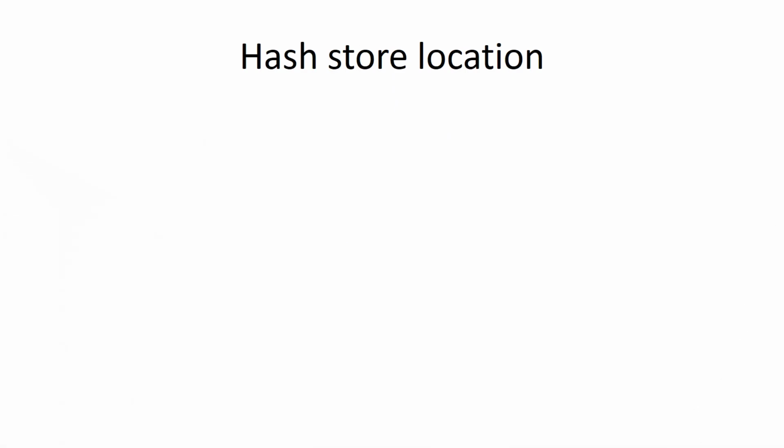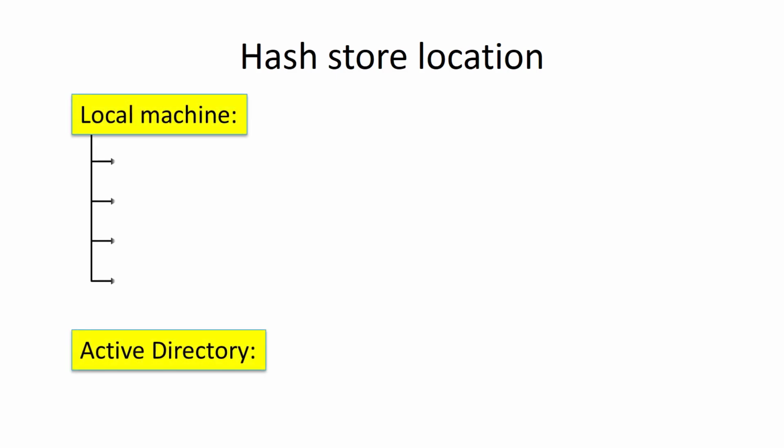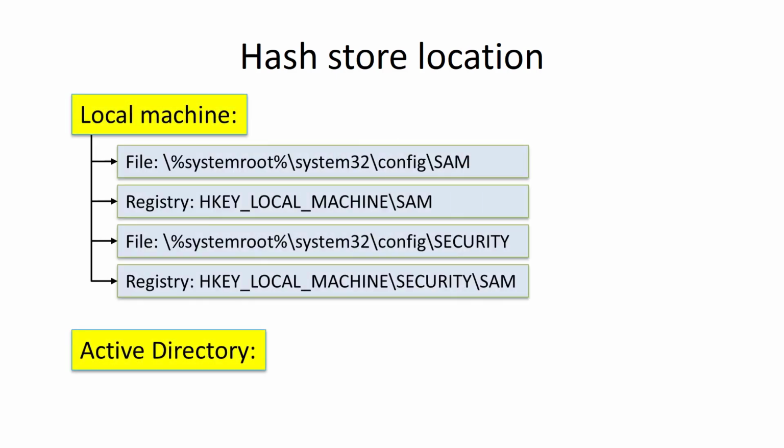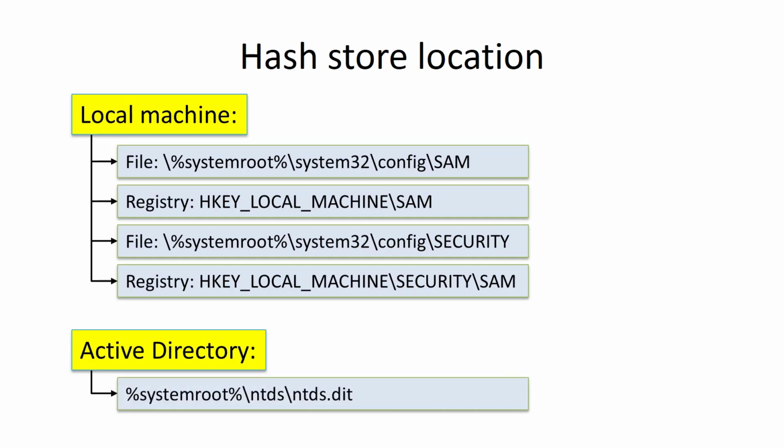Okay, we know how the hash is calculated, but where is it stored? It can be stored on the local machine or in Active Directory. On the local machine, we can find it in the following files and registry hives. In Active Directory, it is saved in the NTDS file.